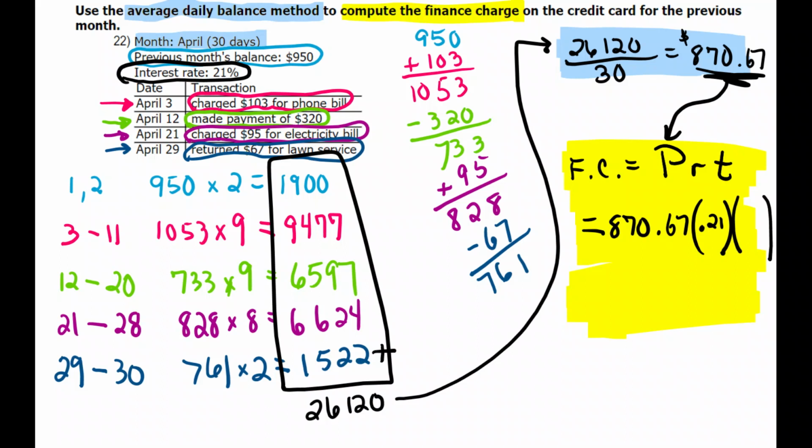And then here's the other thing you have to remember for this method. You're doing an average daily balance. There are 365 days in the year, and this is April, which has 30. So grab your calculator, do the math, round it to the nearest penny. You should get a finance charge of $15.03. All right, that's number 22.